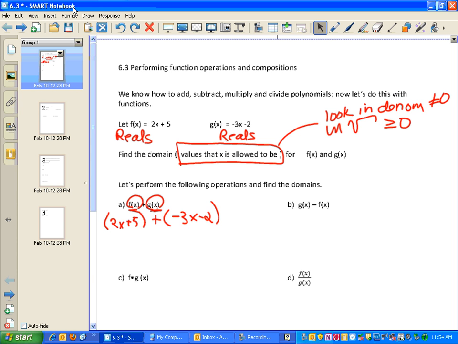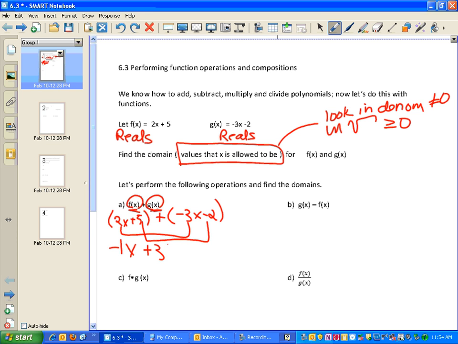So we're adding these two functions, okay? So that means what is 2x and a negative 3x? Negative 1x. What is 5 and negative 2? All right, so this is the answer to f of x plus g of x. And you have to ask yourself again, because I'm asking you to also find the domain of this answer.